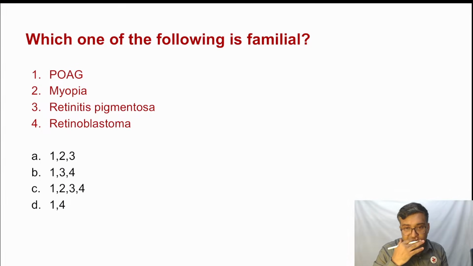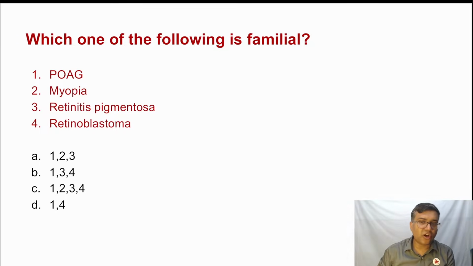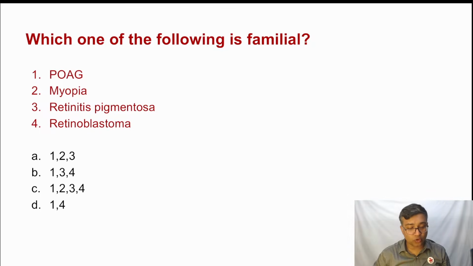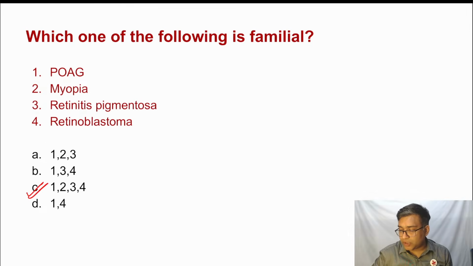Okay, the next question was regarding which of the following is familial in presentation. Your options were primary open angle glaucoma, myopia, retinitis pigmentosa, and retinoblastoma. Remember, all of them are familial, all can have genetic predisposition, genetic components. So all of them are the answer.